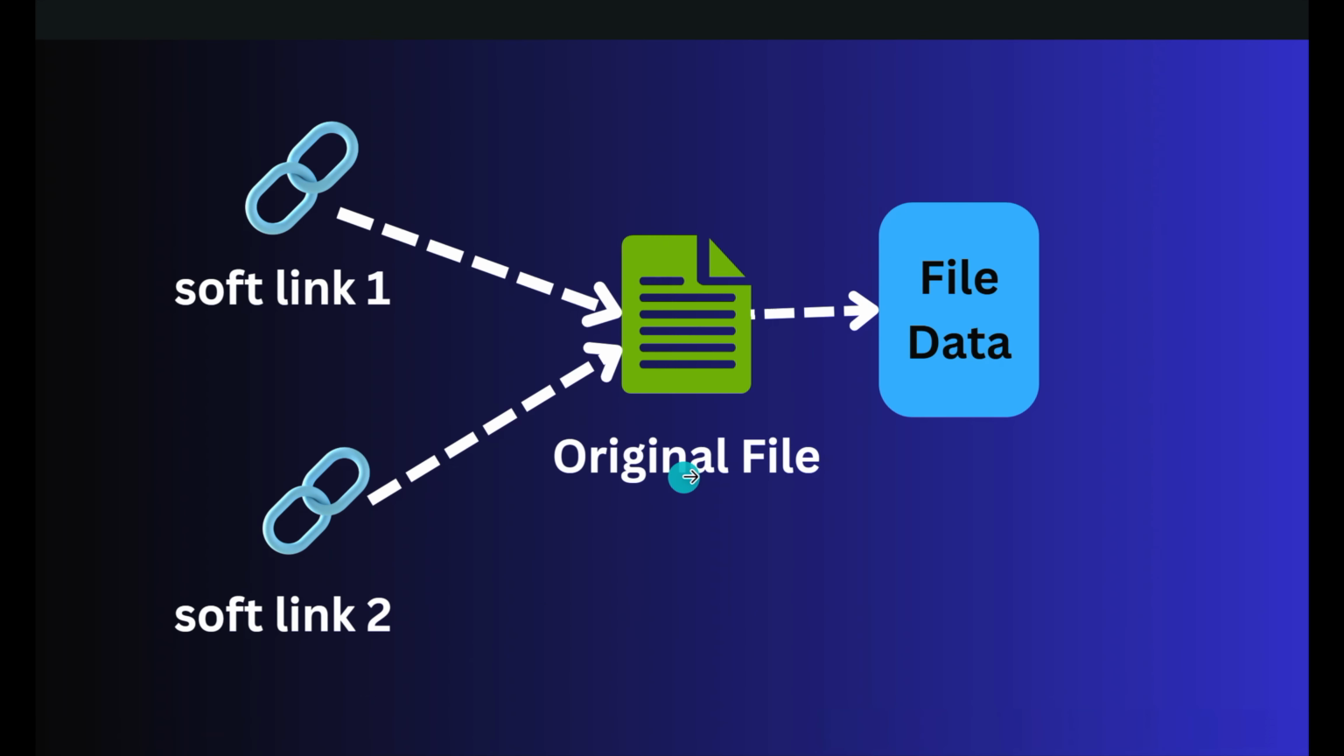So in our case, what is happening? For our original file, there is a separate inode number which is pointing to the file data, which is the actual data. And the soft link we have created has a different inode number which is pointing to the original file. So this is the reason why the inode number is different.